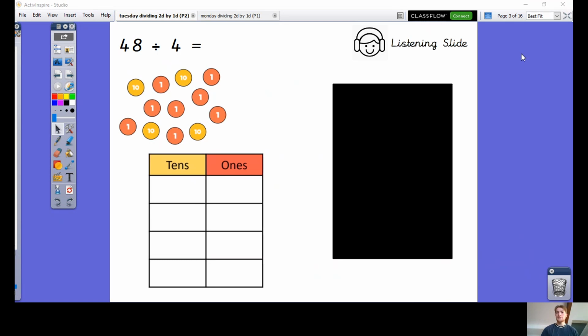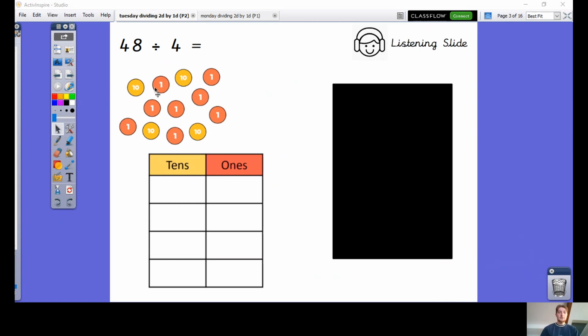Okay, right. So this is a listening slide, so I'd like your pencil down on your paper, eyes towards the screen, so you can listen to what I'm saying. Let's have a quick recap from what we did last lesson. So I have 48 divided by 4 here. And I have the counters to represent that. As I can see, I have 4 tens and 8 ones.